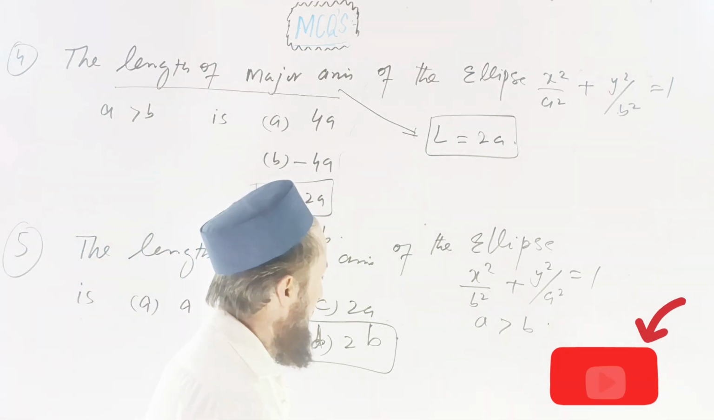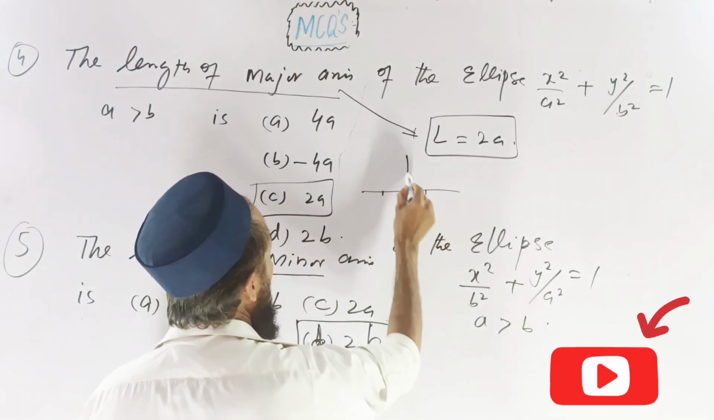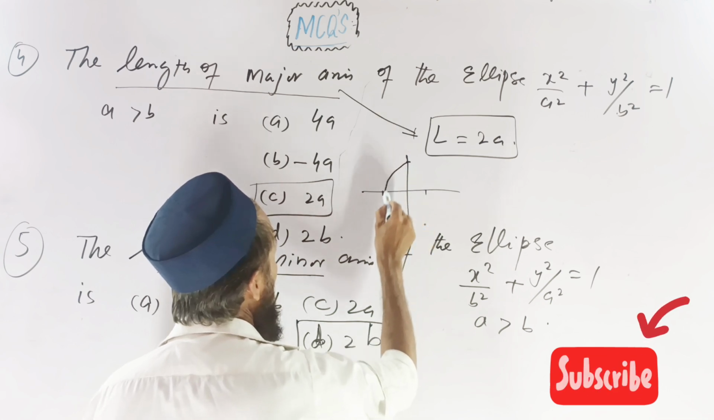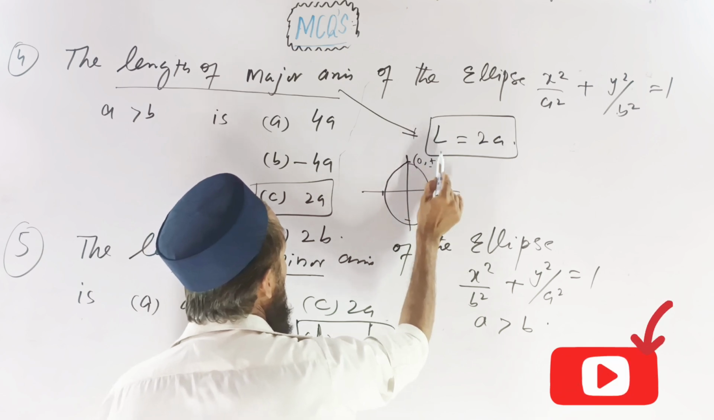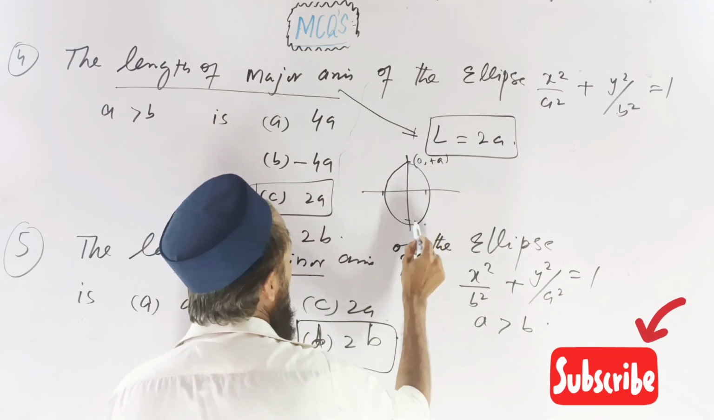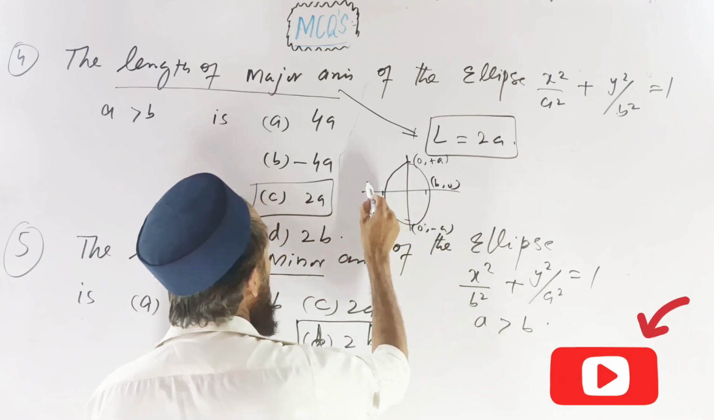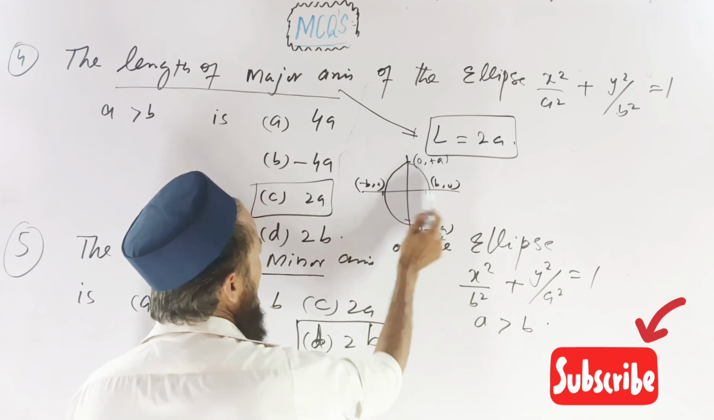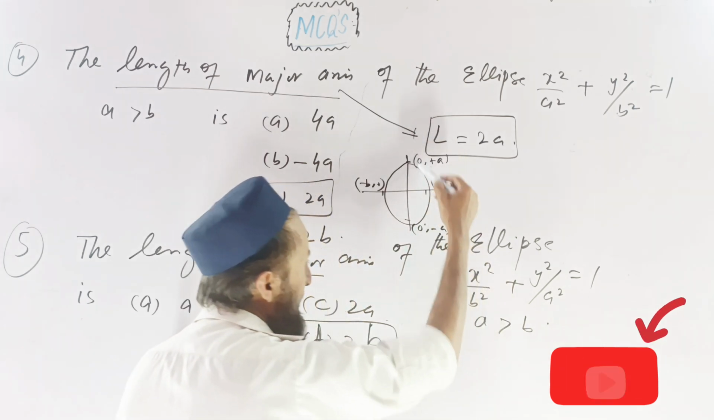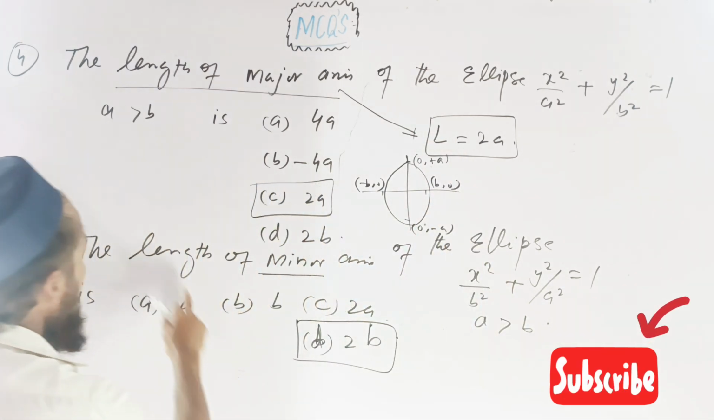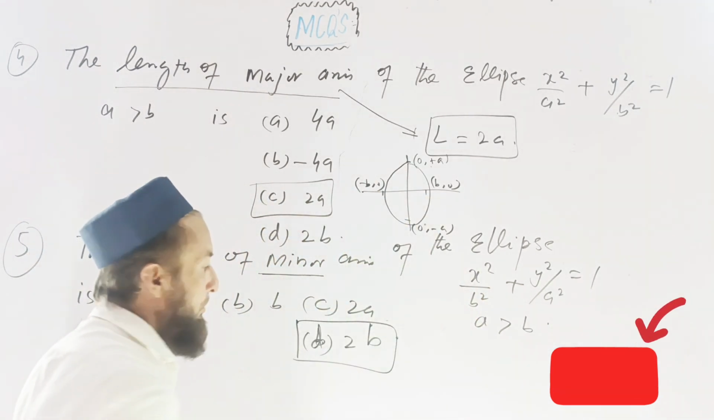So how do we calculate? Look here, if we draw, these are the major axis, a is greater than b. So this will be 0 and plus a, and here this point is 0 and minus a, and here b and 0, and minus b and 0. These are the minor axis. This is the major axis. The ellipse is along the y-axis, major axis. So the length of minor axis will be b plus b, which is equal to 2b.